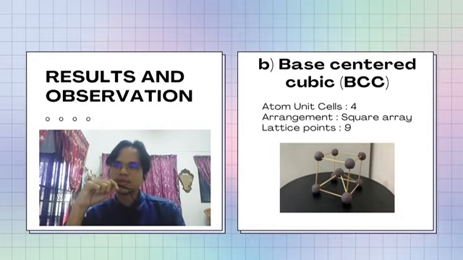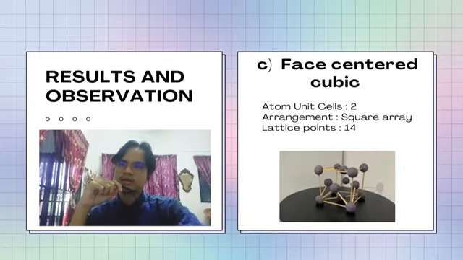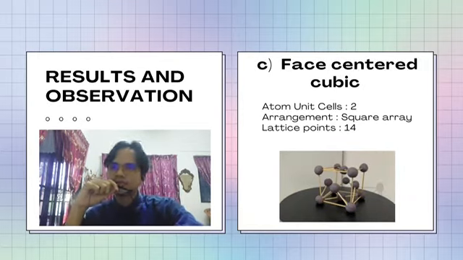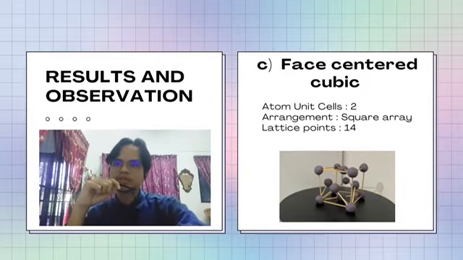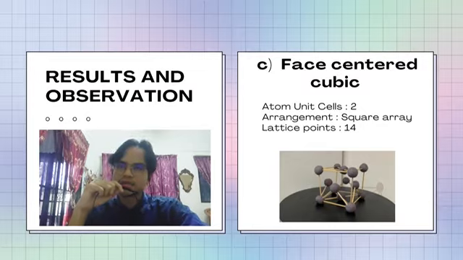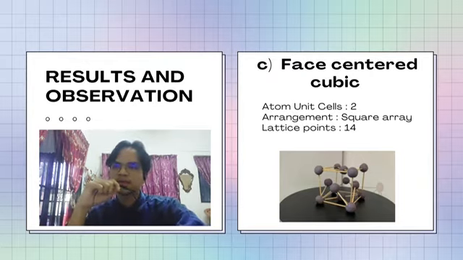For the face-centered cubic, the atom unit cells is 2 and the arrangement is square array. It's like a cube form of arrangement. And lastly, it has 14 lattice points, which is 1 in each of the faces. So it has 6 lattice points on the faces, and then plus 8 at every corner.